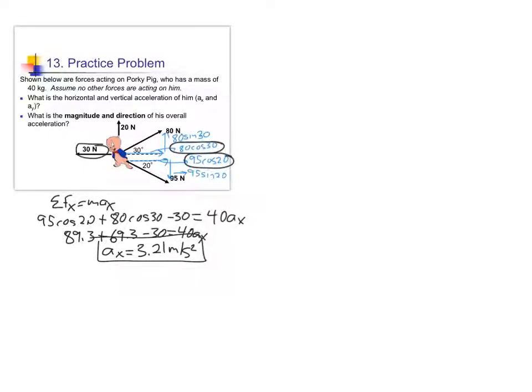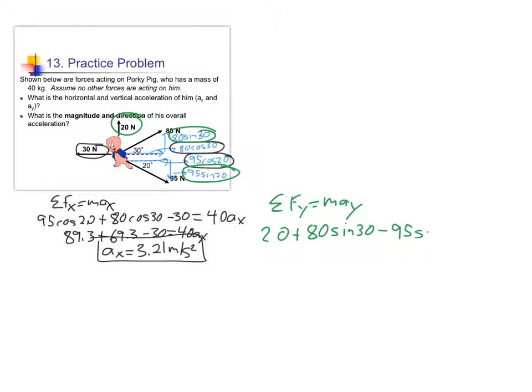Now that I have those x forces set up, I can think about the forces that I have in the y direction. So in the y direction, we have that 20, and we have the two vertical components of those angled forces. So I can say 20 plus 80 times the sine of 30 minus 95 sine of 20 here, and that's going to be equal to my mass, which is 40, times my y acceleration. I can put in those values here, so it ends up being 20 plus 40 minus 32.5.